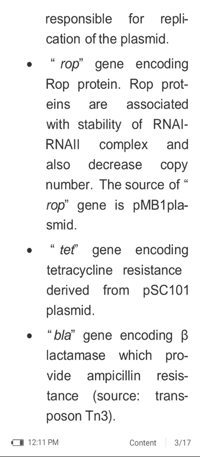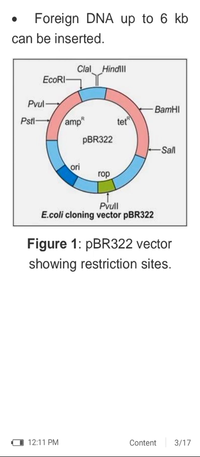the pMB1 plasmid. The tet gene encoding tetracycline resistance is derived from the pSC101 plasmid. The bla gene encodes beta-lactamase, which provides ampicillin resistance. And foreign DNA up to 6 kb can be inserted.